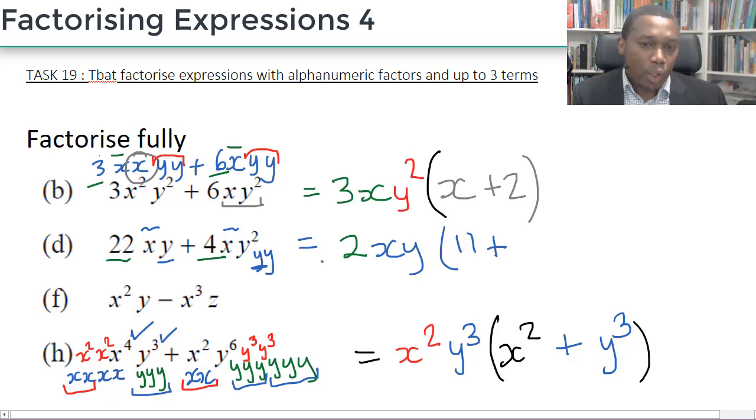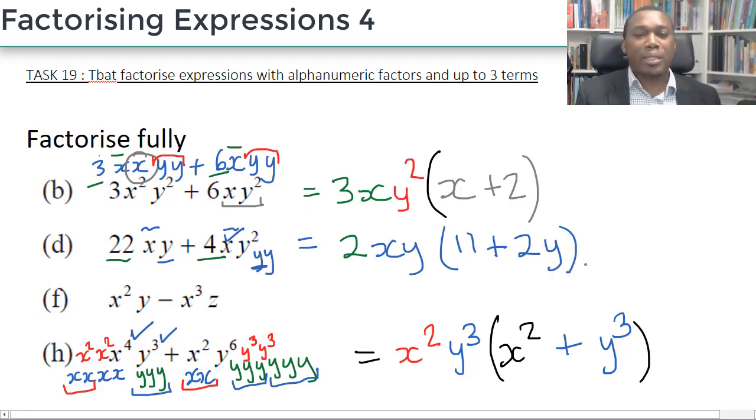And now, what do I multiply 2 by to get that positive 4? I multiply it by 2. I'm finished with the 2. Now I'm comparing letters. I have the single x on the outside. Tick. Don't need that. I needed y squared. I have 1y. That means I need another y. 11 plus 2y is inside the bracket for D.